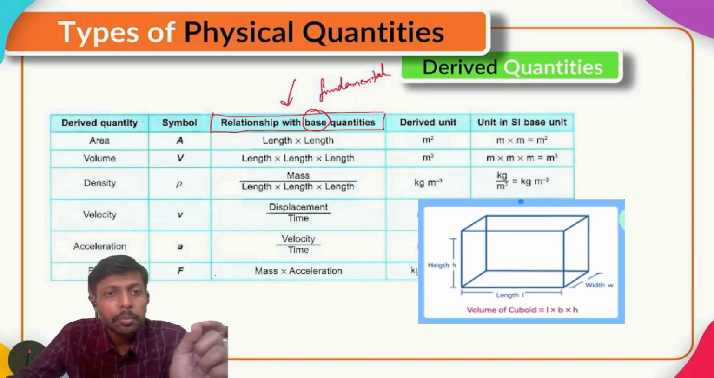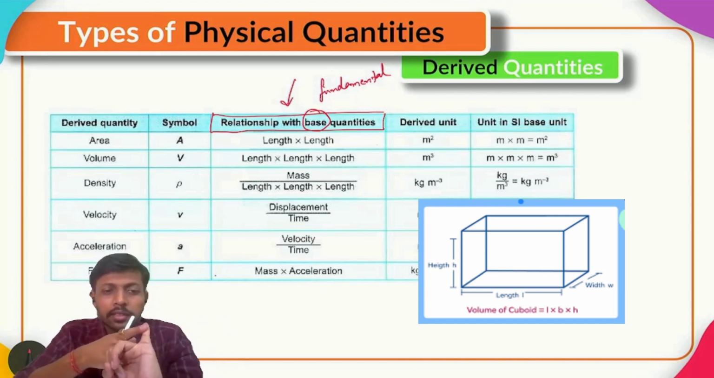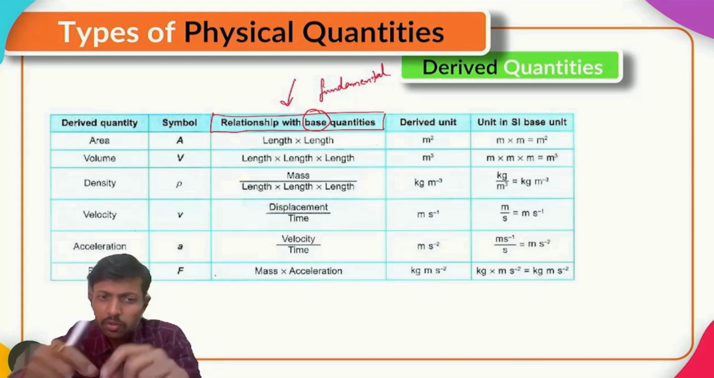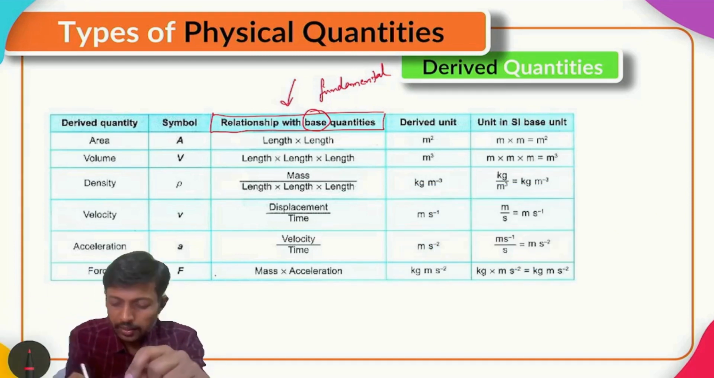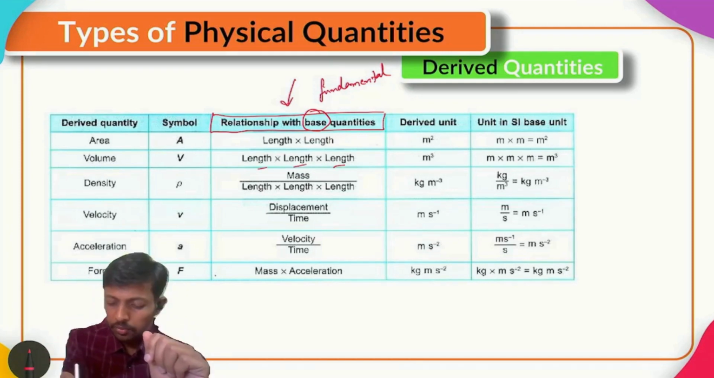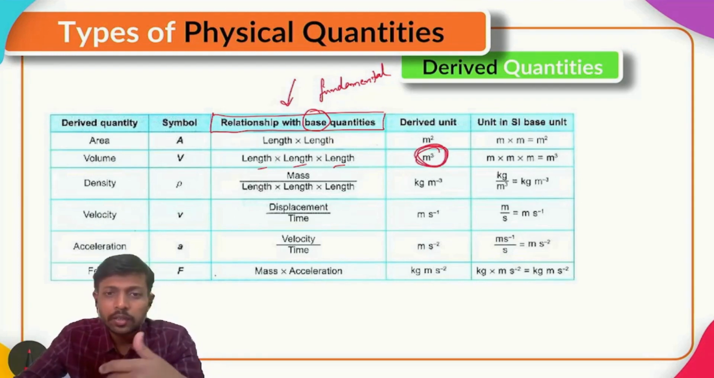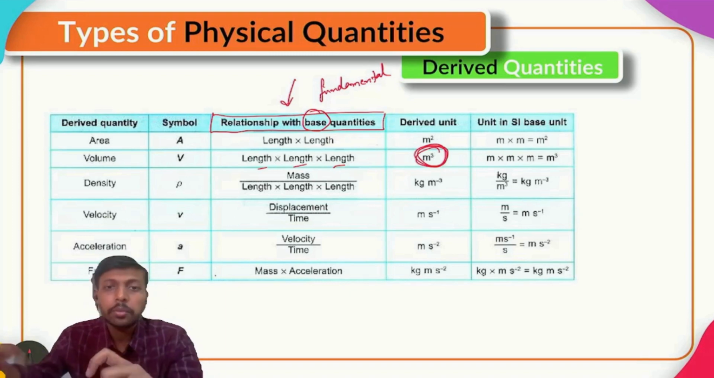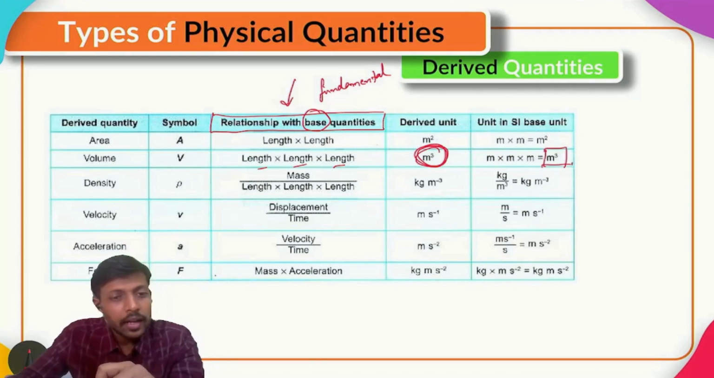If you remember the formula, it's length into breadth into height, but essentially length is of course a length, breadth is also a length, and height is also a length. So that's why length into length into length. That gives us volume. Now, this unit we all know, the standard unit is meter cube. If you're measuring the length in centimeters, we'll get centimeter cube and so on. So this is how we get the derived unit.